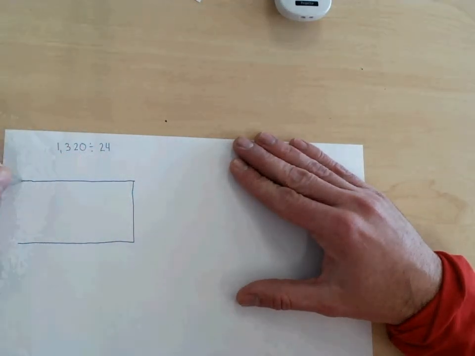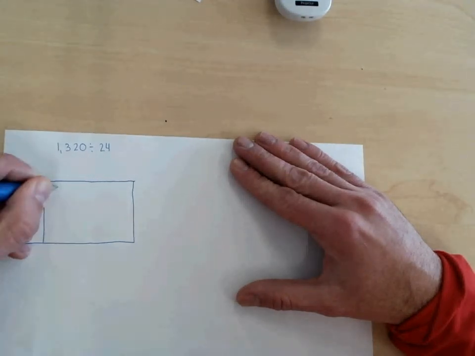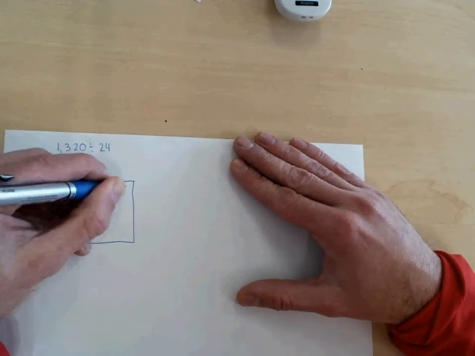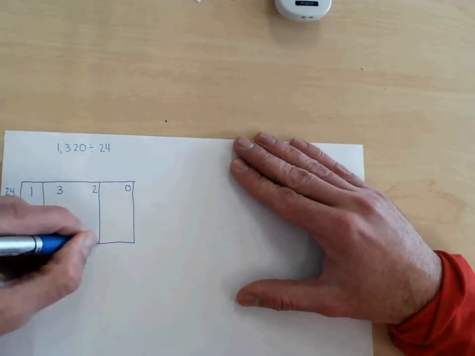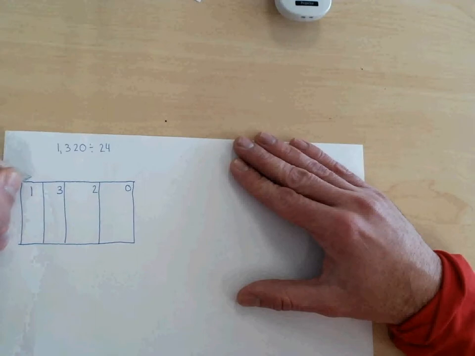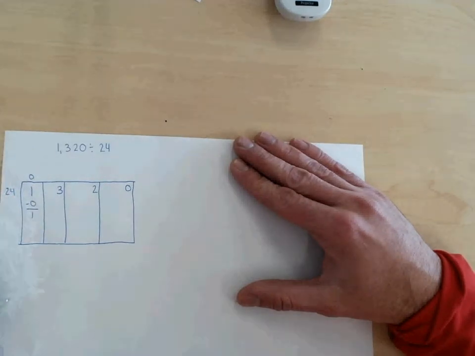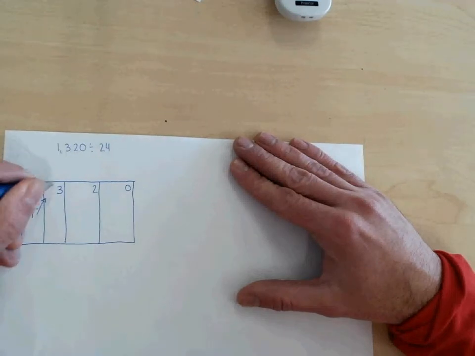So what they're doing here is they're drawing a box. They're going to go 24, and then they're going to go ahead and put 1, 3, 2, 0. I'm going to go ahead and split those up. So how many times does 24 go into 1? Goes in there 0 times. That's 1. I bring this number up here.